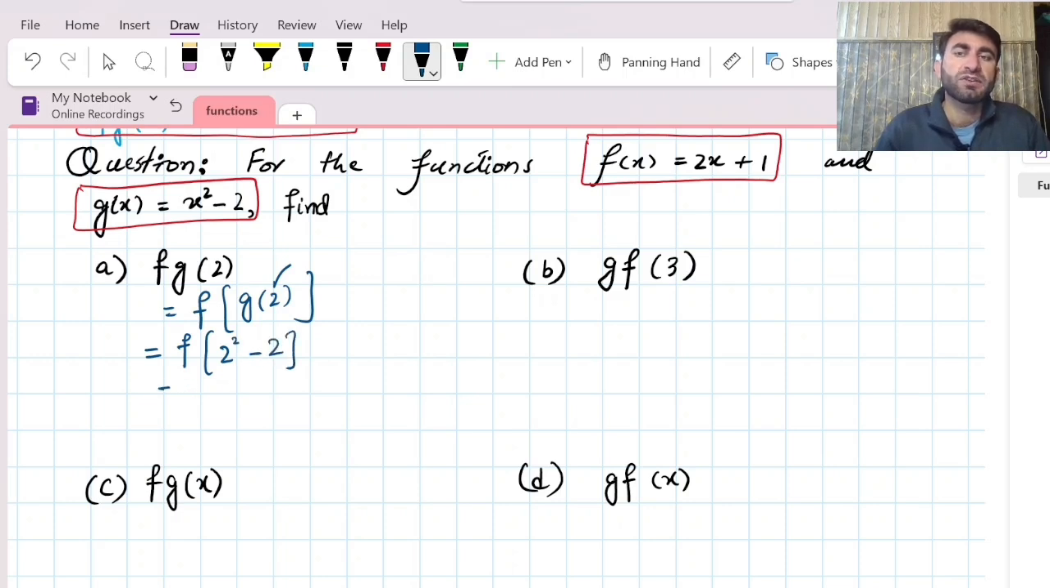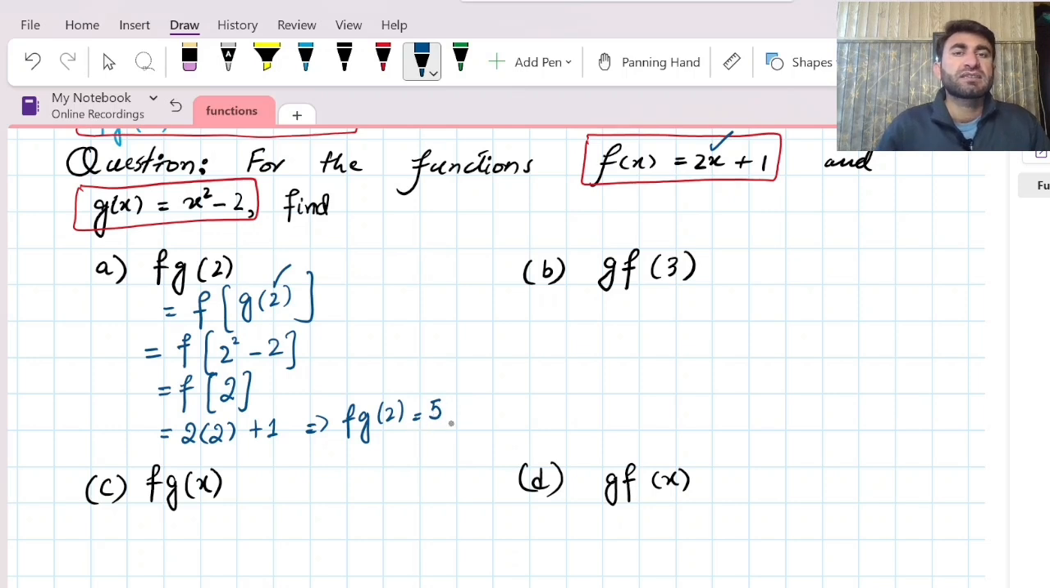Now we have to simplify this value. The square of 2 is 4 and 2 is being subtracted from it, so it will become 2 again. And f of 2 means that we have to replace x of f of x with 2. It will become 2 times 2 plus 1, giving us the value of fg of 2 equals 5.